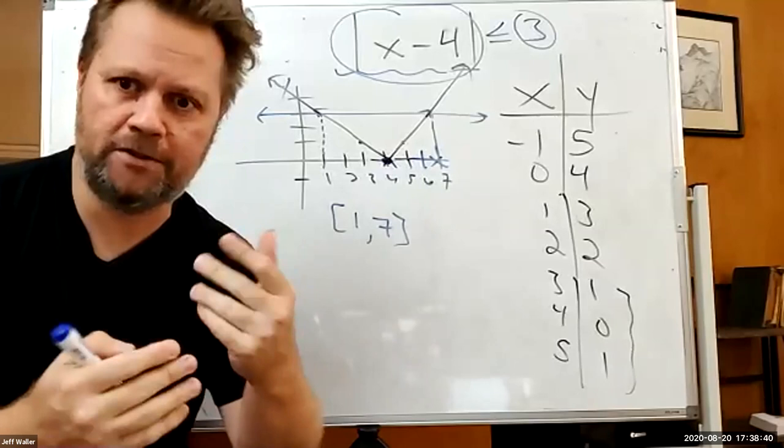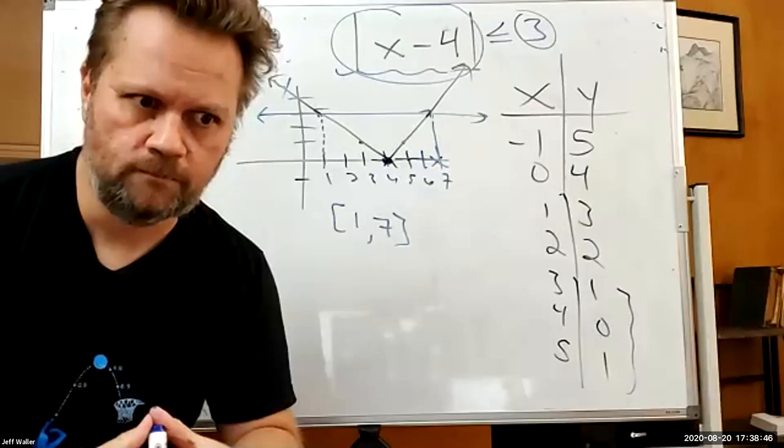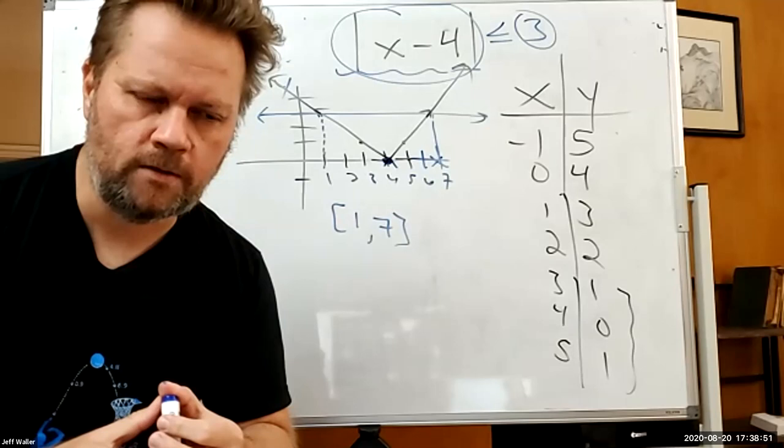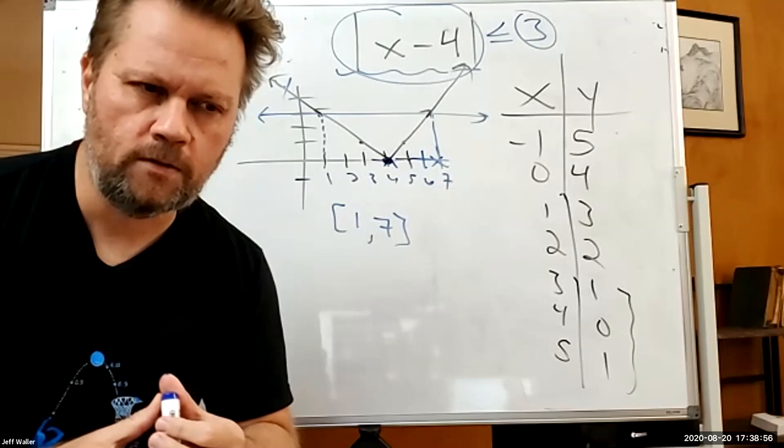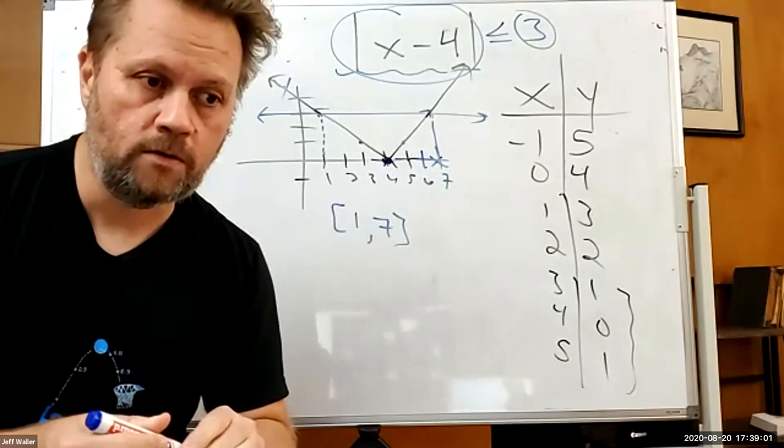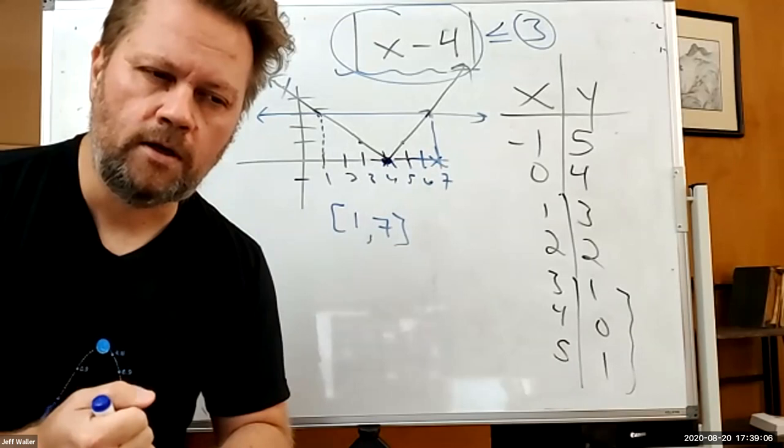Shouldn't it be in between the two parts of the x minus 4 absolute value? Shouldn't that part be, like, because it has to be less than or equal to 3, and it has to be the absolute value of x minus 4. So it can't be outside of the absolute value of x minus 4. Does that make sense? No.